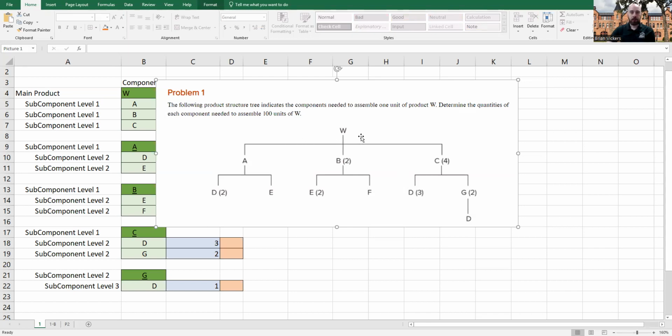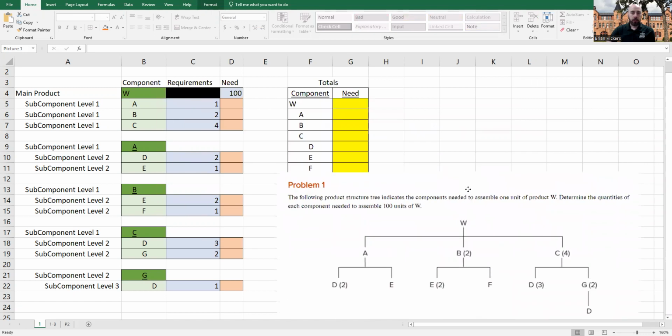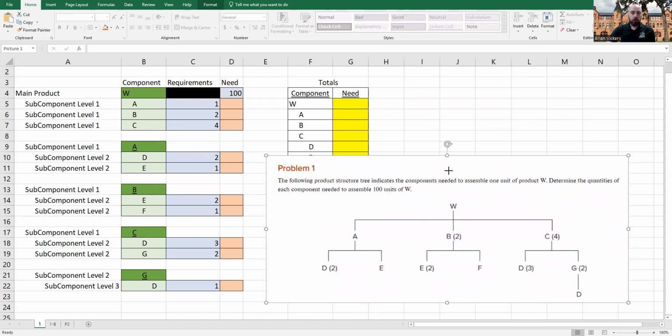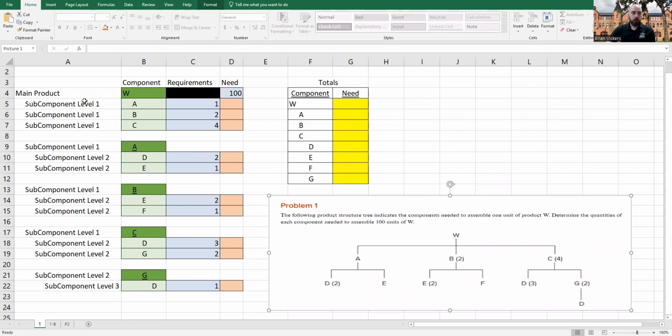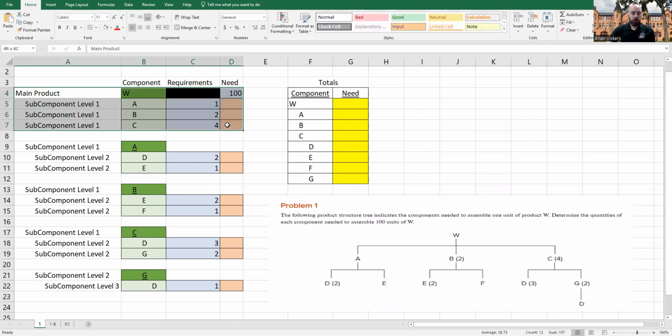So at the top of this product structure tree, we have level 0, which is our main component, and then everything that goes into that directly is at level 1, and then everything that goes into that directly is at level 2, and so on. So let's look at how this would come together. We're going to start by looking at the main product, and within that, the components that go into it, or subcomponents, either way.